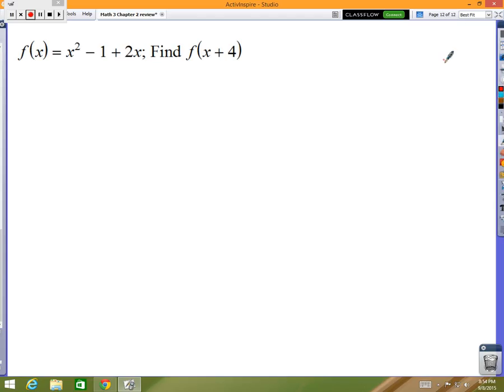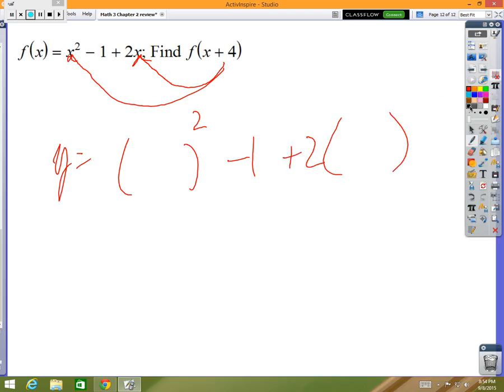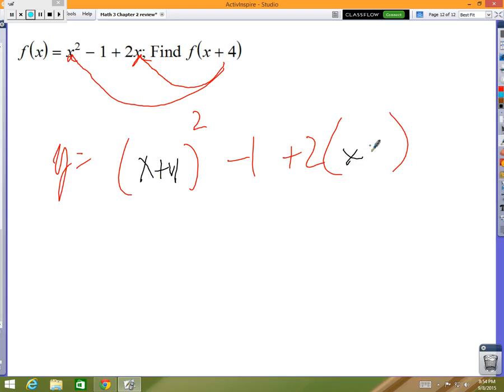last one. You need to substitute in for the x's. You need to substitute in x plus 4. So in place of these 2 x's, I need to plug in this. So it's kind of 100% algebraic. Y equals x squared, whatever I plug in, squared, minus 1 plus 2 times whatever I plug in. Okay, now I'm plugging in, not a number, I'm plugging in algebra. X plus 4, x plus 4.